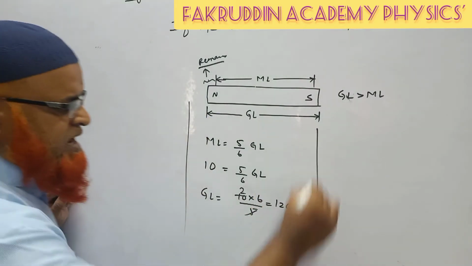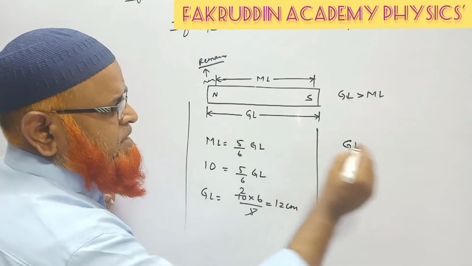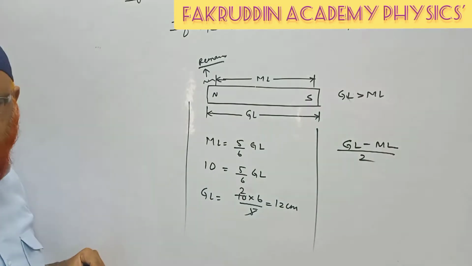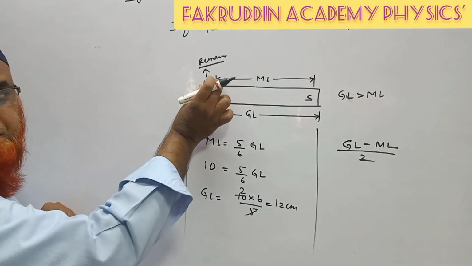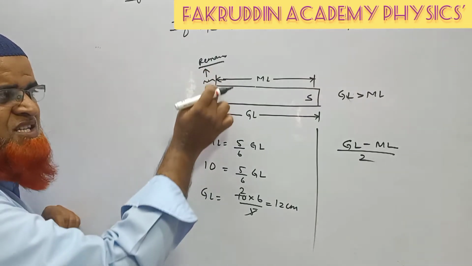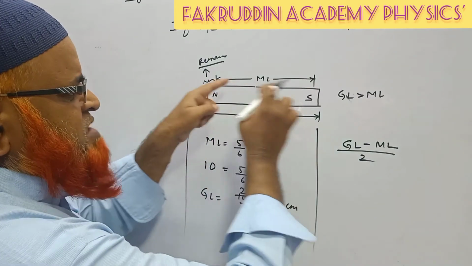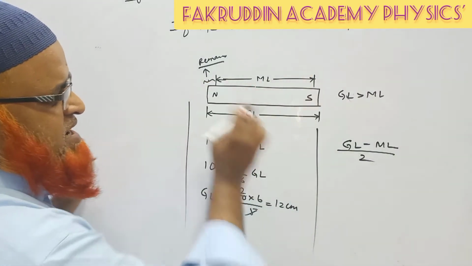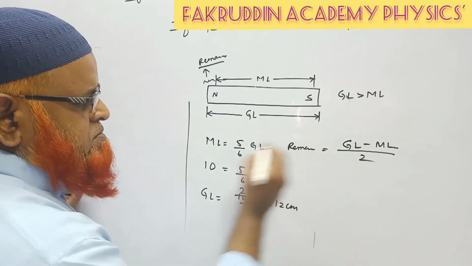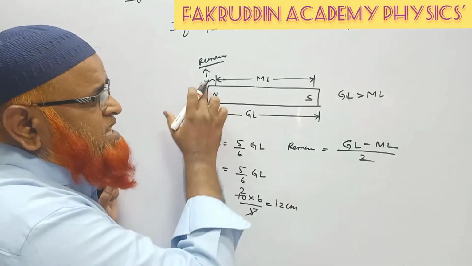It's very simple here. What you need to do is take geometric length minus magnetic length, divided by 2, because I want only this part. I want this edge of the magnet and edge of the pole. This distance I want. So geometric length minus magnetic length will give both the distances here. Then if I divide by 2, you will be getting this length here now, isn't it?